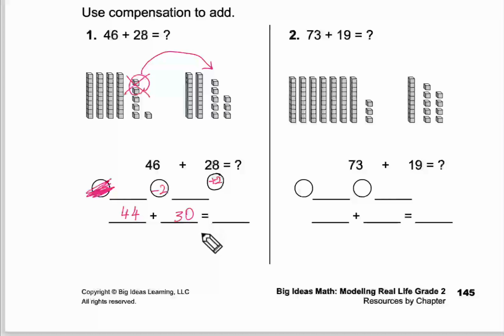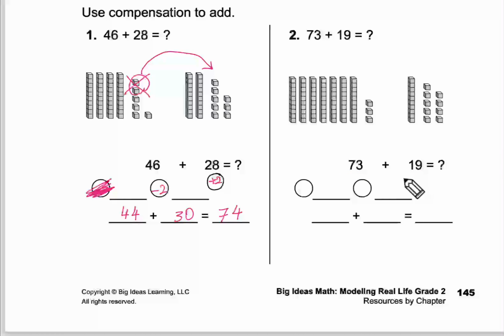See the screen. If you cannot see the screen, please try to rejoin. 74. Okay, let's do it one more time. For the second one, which one of the two numbers is near to a 10? The 73 or the 19? 19. Excellent, 19 is near to 20.